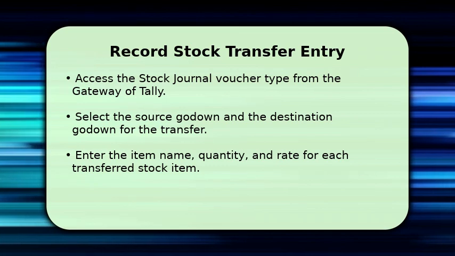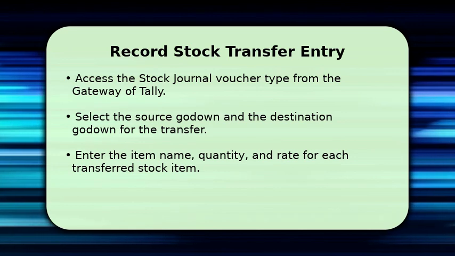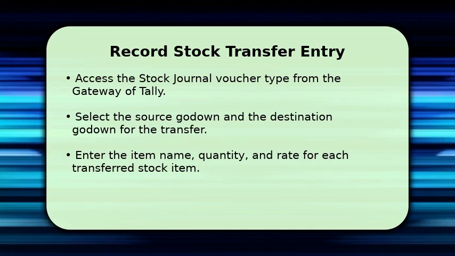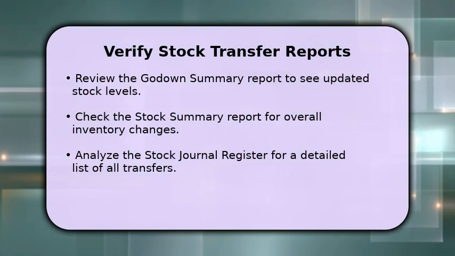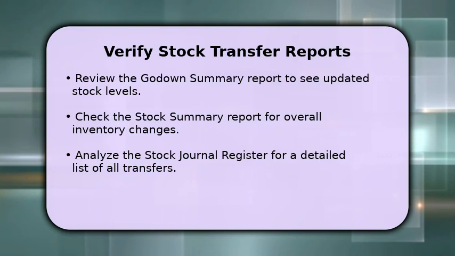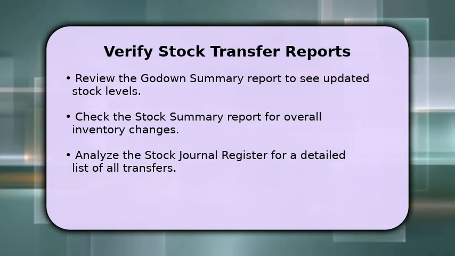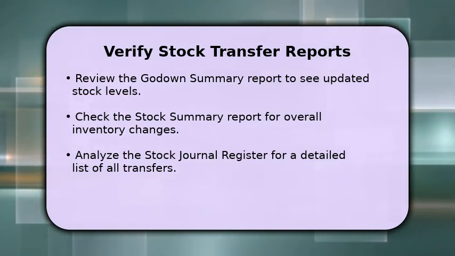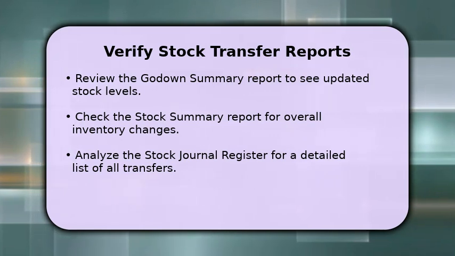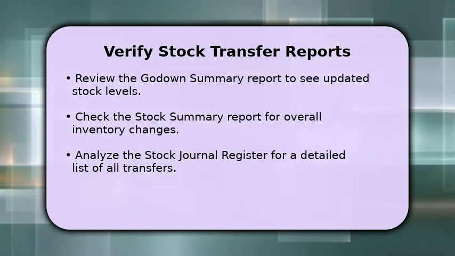Enter the item details, including the quantity and rate for each item being transferred. This ensures both locations reflect the correct inventory levels. After recording your stock transfer, it's important to verify the changes. You can check the godown summary report to see the updated stock levels in both your source and destination godowns.